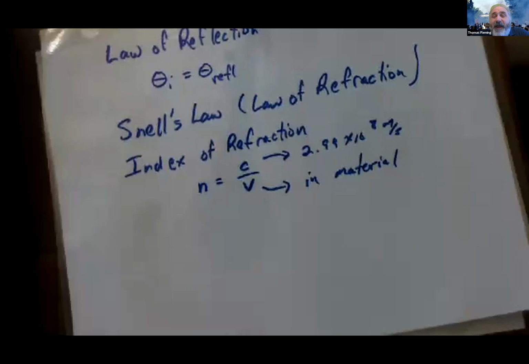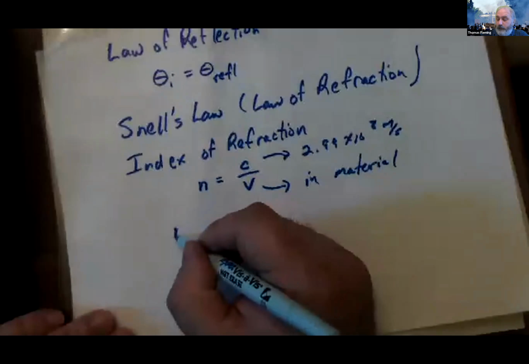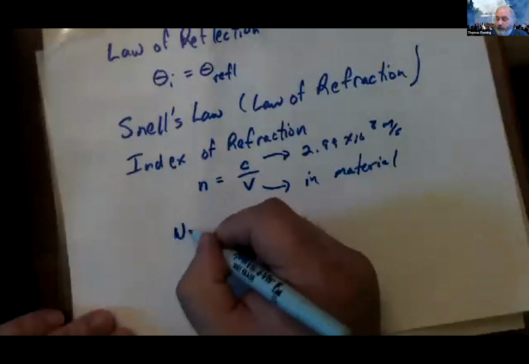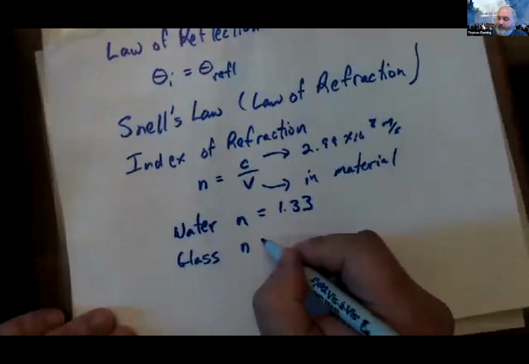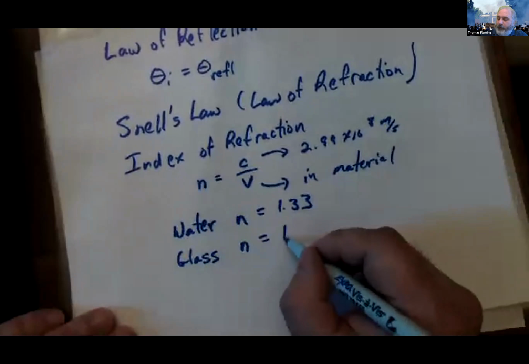Now, we were just dealing with the simulation a moment ago. We were going from air into water. And it turns out that for water, the index of refraction is about 1.33. For glass, and of course it depends on the type of glass, n is somewhere in the neighborhood of about 1.5.